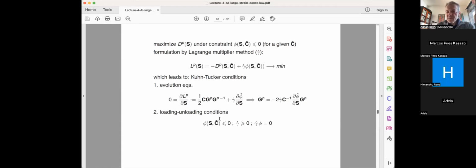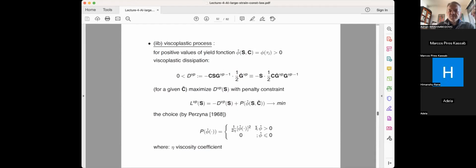For the case where you have plasticity, phi should be equal to 0, gamma should be positive. And for the case when you don't have plasticity, phi should be negative and gamma should be 0. So the product of gamma dot and phi is always equal to 0.